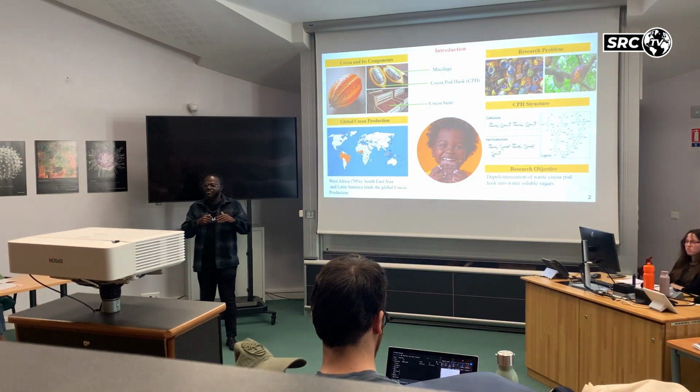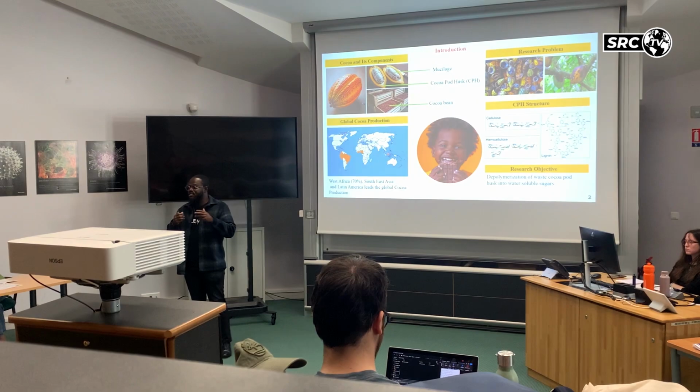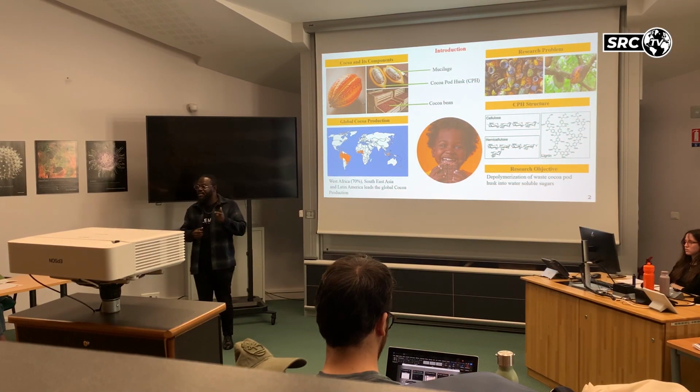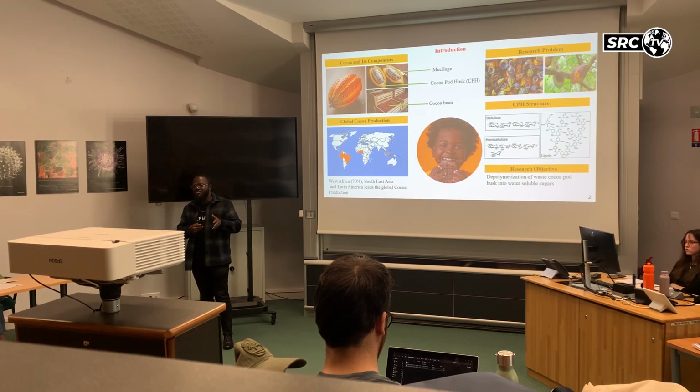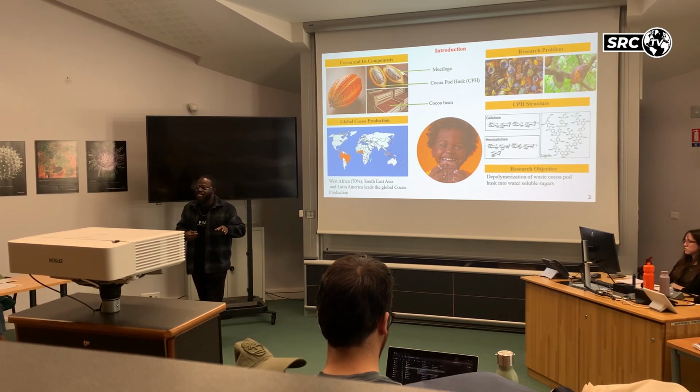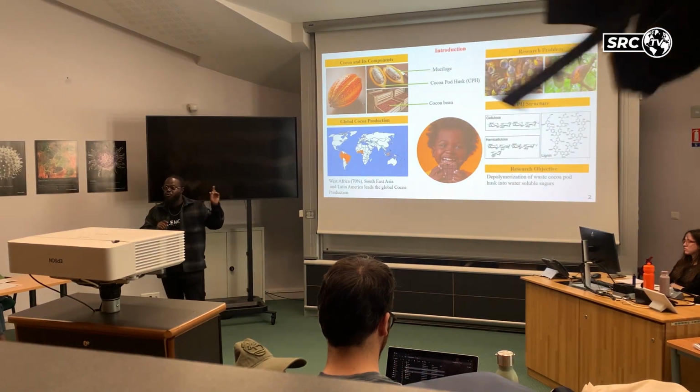West Africa produces 70% of cocoa production globally. Countries such as Cote d'Ivoire, Ghana, Nigeria, Cameroon top the charts for cocoa production. When you go to Latin America, you have countries like Brazil, Ecuador, Colombia that produce huge amounts of cocoa. In Southeast Asia, you have Indonesia, which tops the charts for cocoa production.